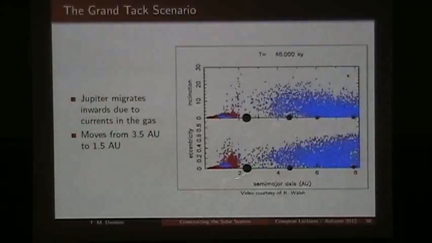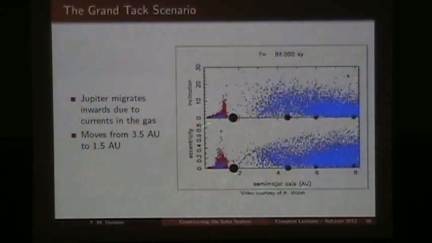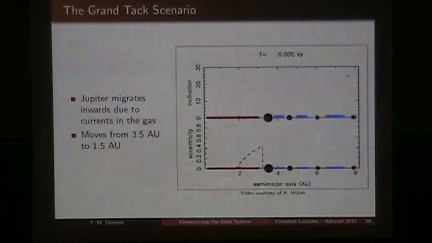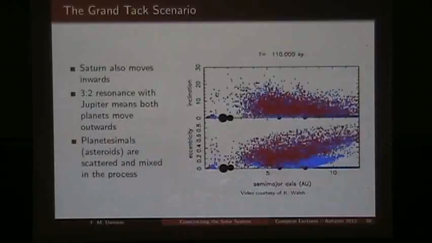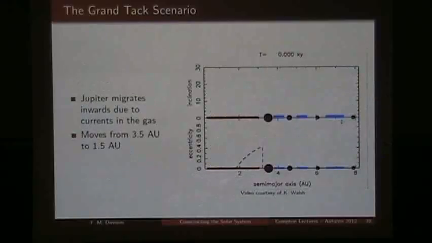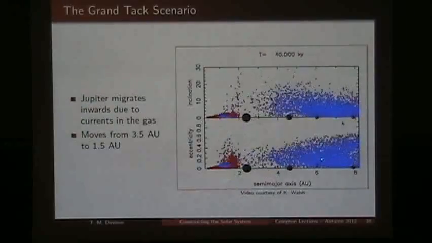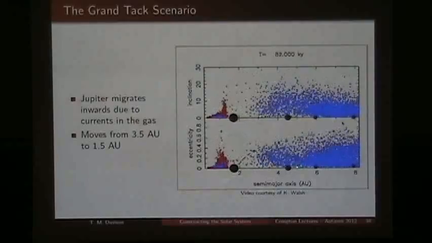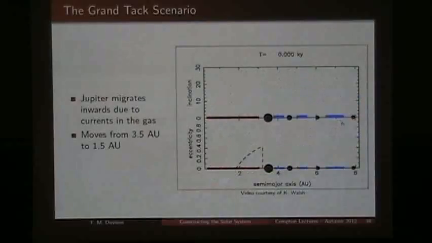You can see some of these red bodies are getting thrown past it, some of the blue ones are getting pushed inwards as well. So we're mixing up all these different populations of asteroids, and Jupiter's kind of coming in. And if we just run that one more time, you'll see that at the same time, after Jupiter moves in, Saturn moves inwards as well. It starts to move in towards Jupiter, if you come in quite quickly.